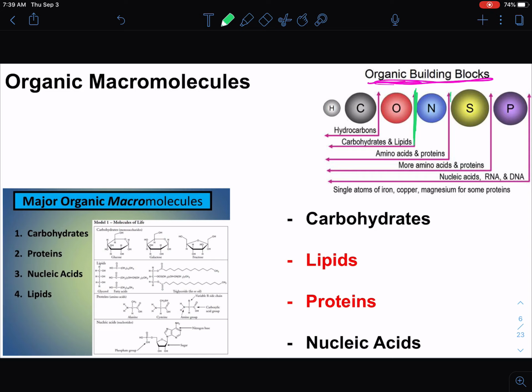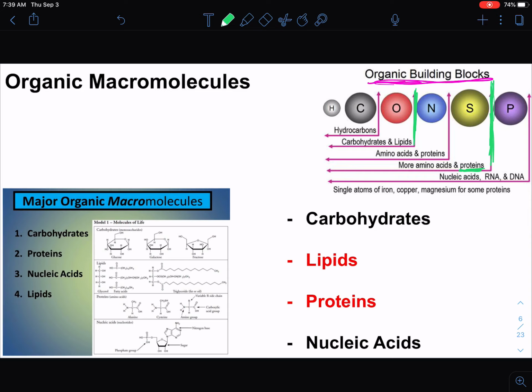When we add the element nitrogen, now we see amino acids and proteins. But I would like to take it a step further and say we're going to include sulfur in this. When you see sulfur and you see nitrogen, oxygen, carbon, hydrogen, that's immediately going to tell you protein. Anytime you see sulfur in there with it, it's going to be a protein. If you see nitrogen, it's most likely going to be a protein, because it can't be a carbohydrate or lipid, because carbohydrates and lipids only have oxygen, carbon, and hydrogen.